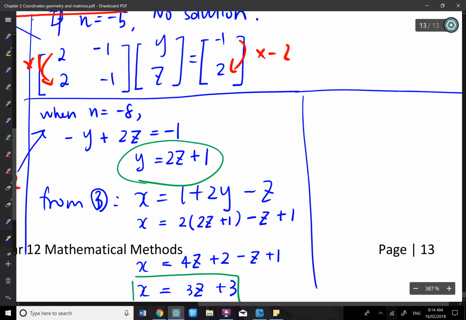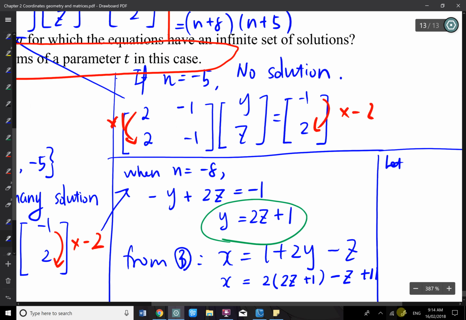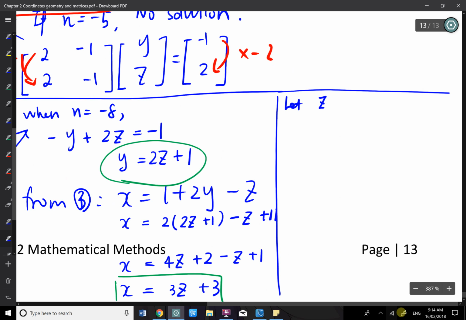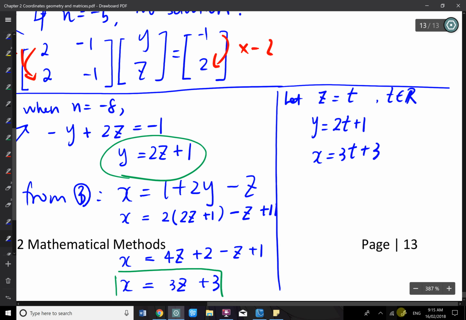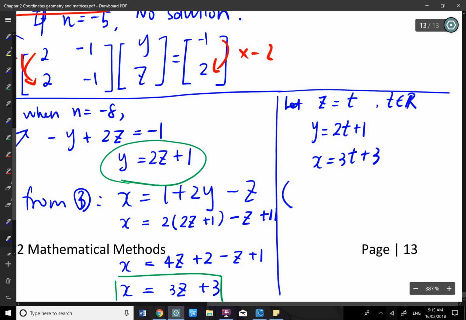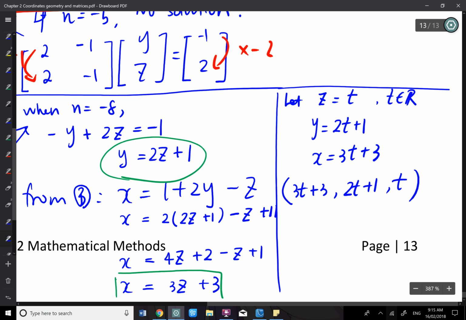So what I will say is, let t be any value. Let parameter t. So let z equals to t. T belongs to R. Okay, z is anything. Therefore, your y value must be 2t plus 1. And your x value must be 3t plus 3. Therefore, the answer is this. Okay, t can be anything.